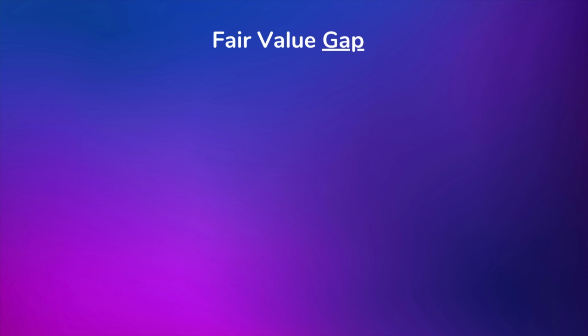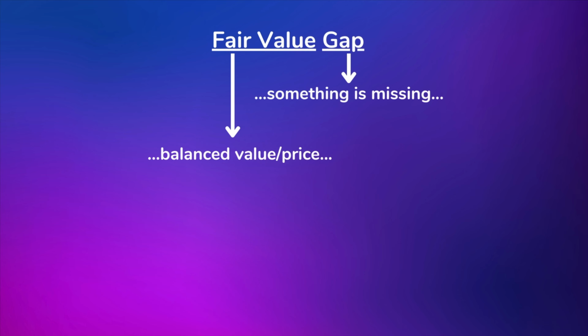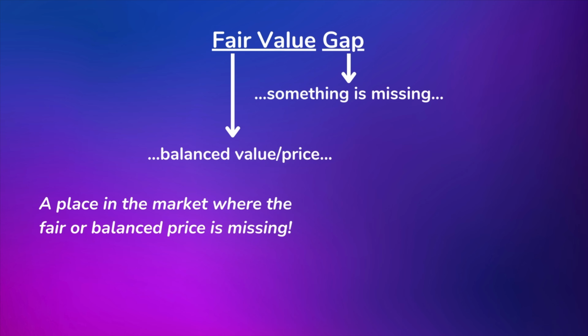Gap means that something is actually missing, right? So something is missing, there is something that's not there anymore. And what's not there anymore? Well, that's the fair value. And a fair value would actually mean that there is a balanced value, a balanced price. And so, if we think about fair value gap, what we are implying is a place in the market where the fair or balanced price is actually missing.